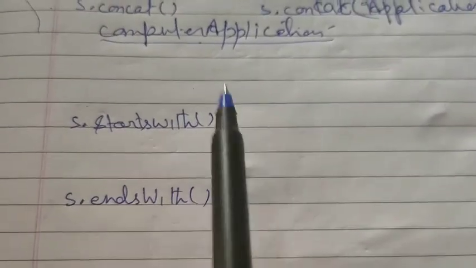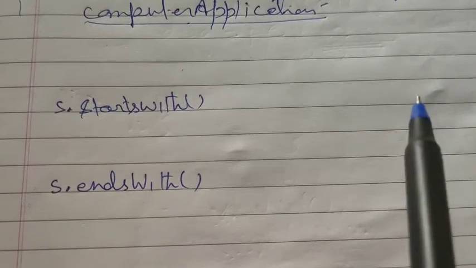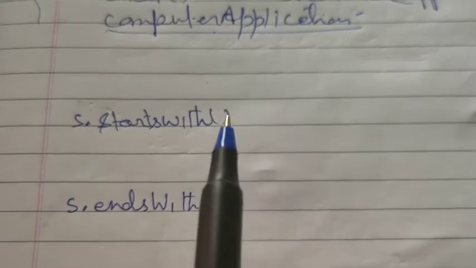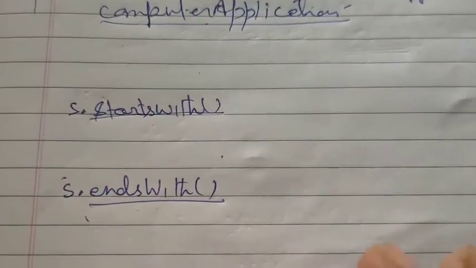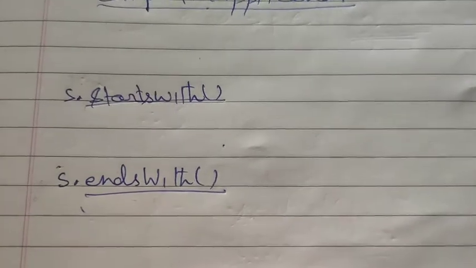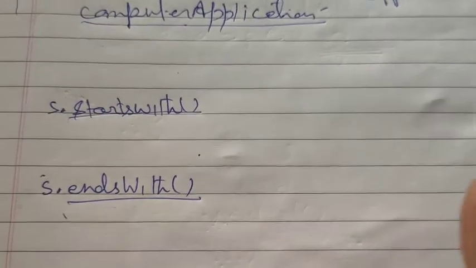If I write s dot startsWith application, it will give me false, because computer is the starting word, so it will search for computer. If computer is present, it will give me true, otherwise false. Next is s dot endsWith. The same way startsWith works, it works either true or false. I can check with the first few characters, a single character or one word. If it is present at the start, or at the end for endsWith, then it will give me true. If it is not, it will not give true.